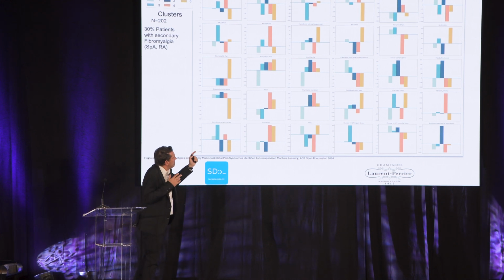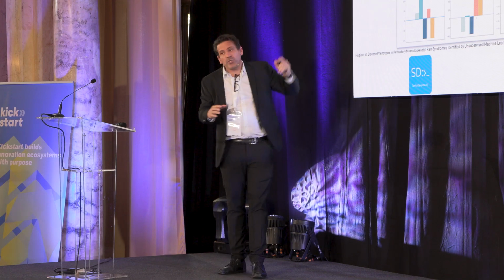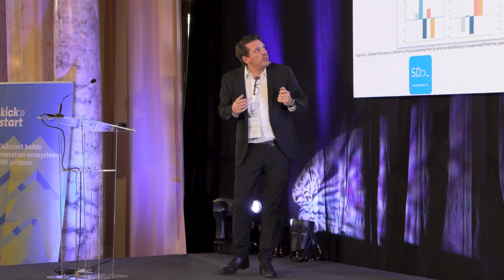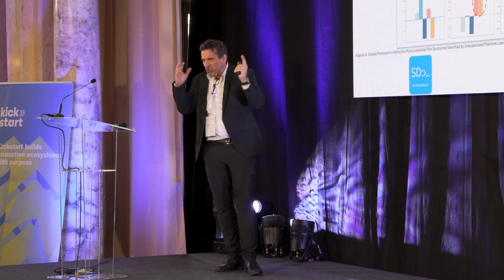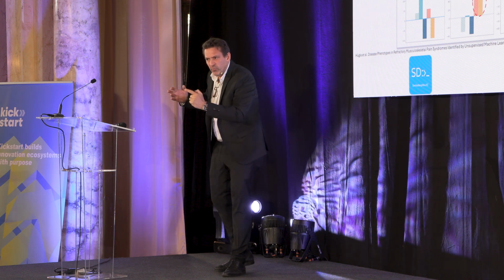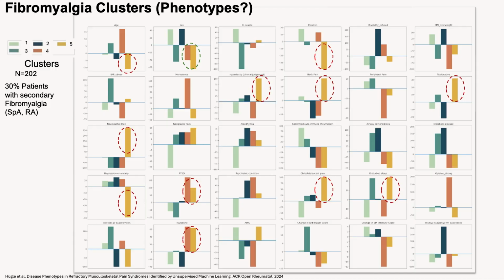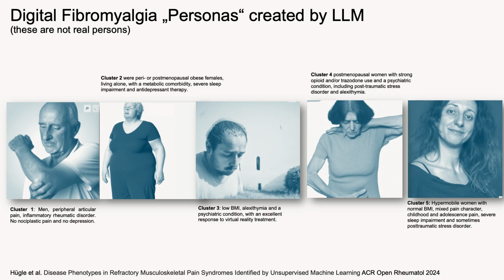And here we had 200 patients, we now have 400, and we actually find out which type of fibromyalgia patients we have, so chronic pain. And then this data, we put in the large language model, and it gave us personas, for me, digital twins.